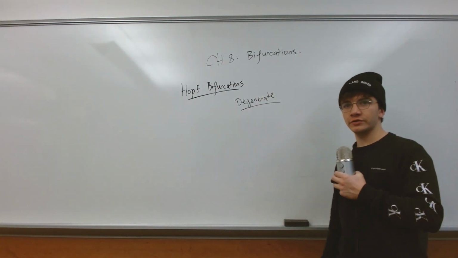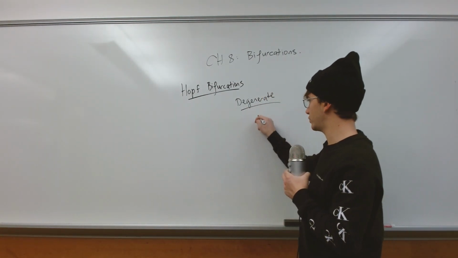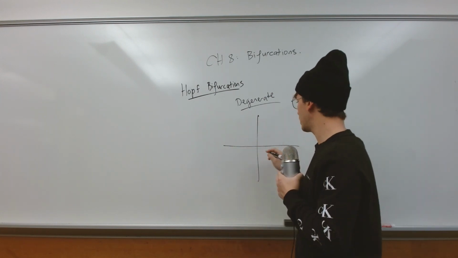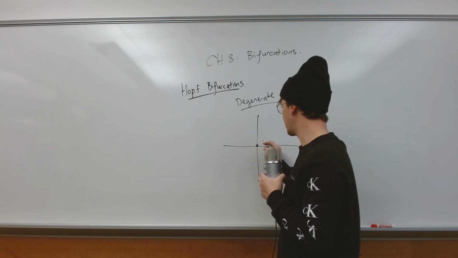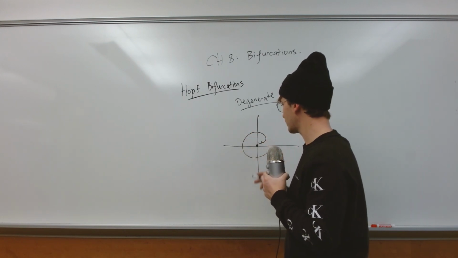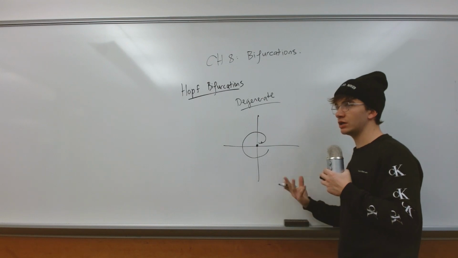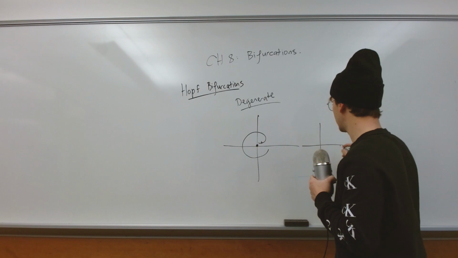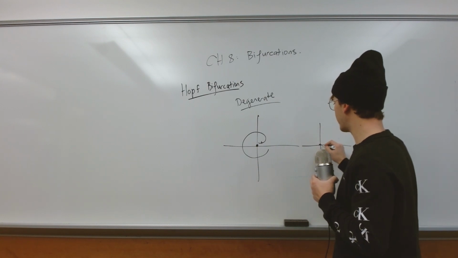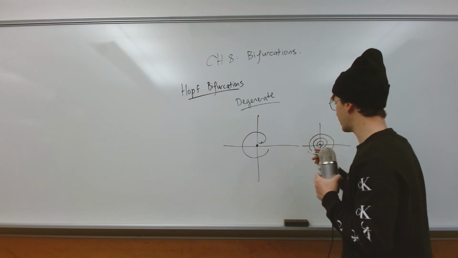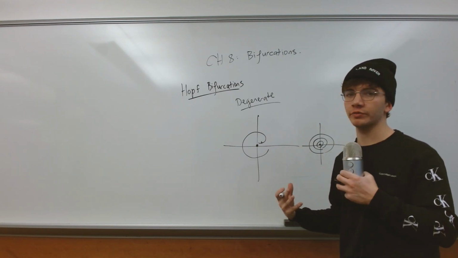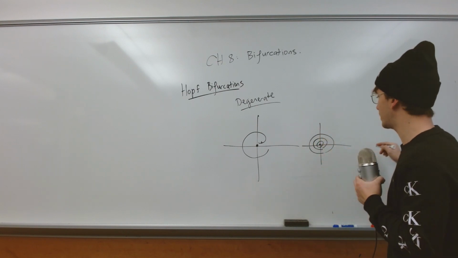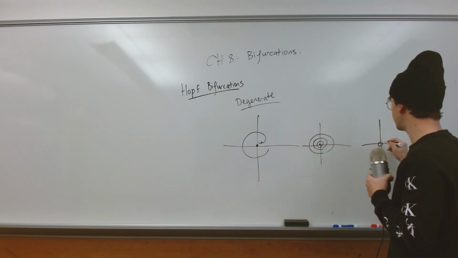And the degenerate Hopf bifurcation essentially occurs, usually in conservative systems, when we go from a stable spiral and then the spiral becomes unstable. But at that transitionary point, right at the bifurcation, we get a bunch of periodic orbits that are non-isolated, so like a bunch of centers, and then it goes to an unstable spiral.